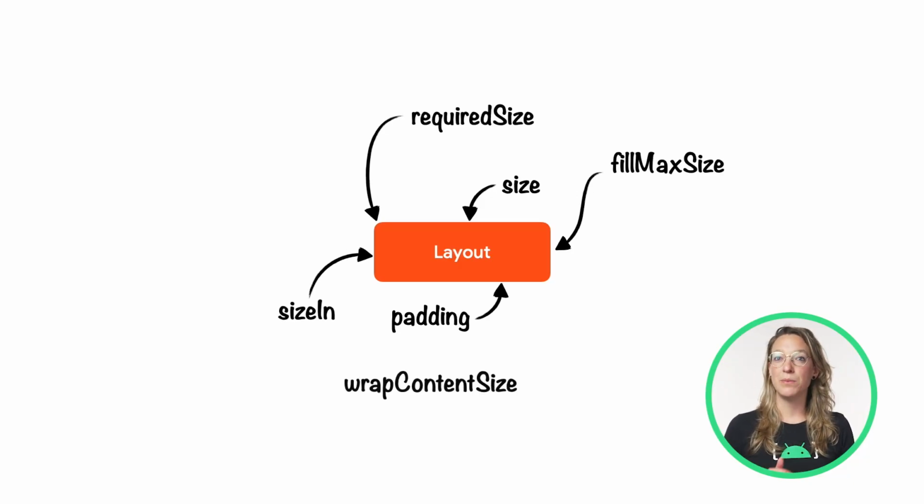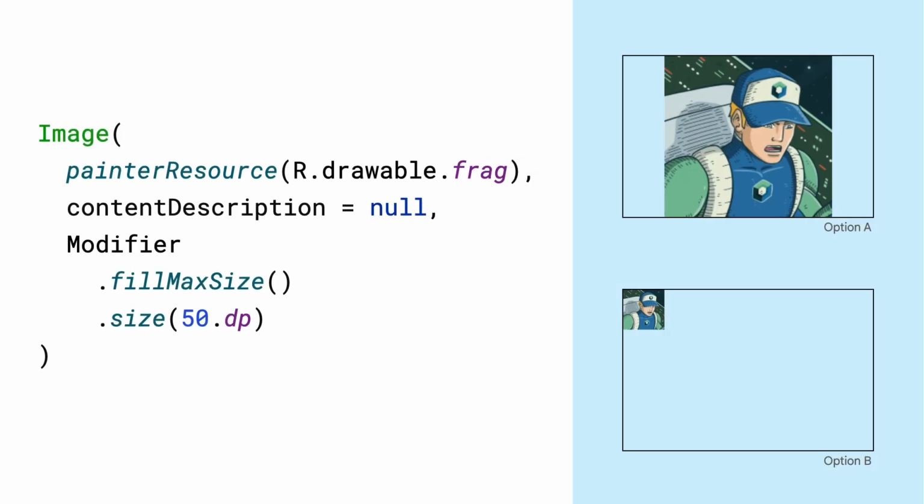Because when we start chaining more modifiers that influence a layout node's measurements, and specifically when we start combining them, it can be difficult to understand what the results will actually be. Let's take a look at some use cases. Let's say we draw an image and apply this modifier chain. What is the image going to look like?